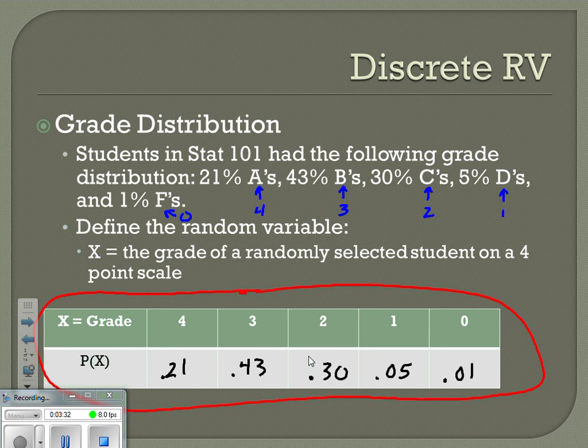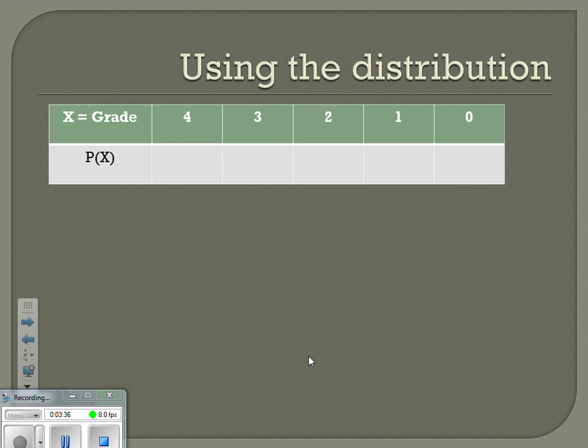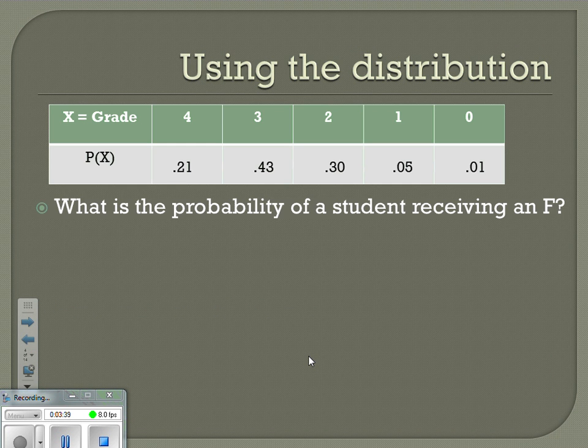Now that we've got our data in an organized way, we can start to use that distribution. And all of a sudden, what's the probability a student receives an F? So in other words, the probability that x equals 0. So go to your distribution table. Here's 0. The probability that we get that, 0.01. So not very likely that somebody fails.